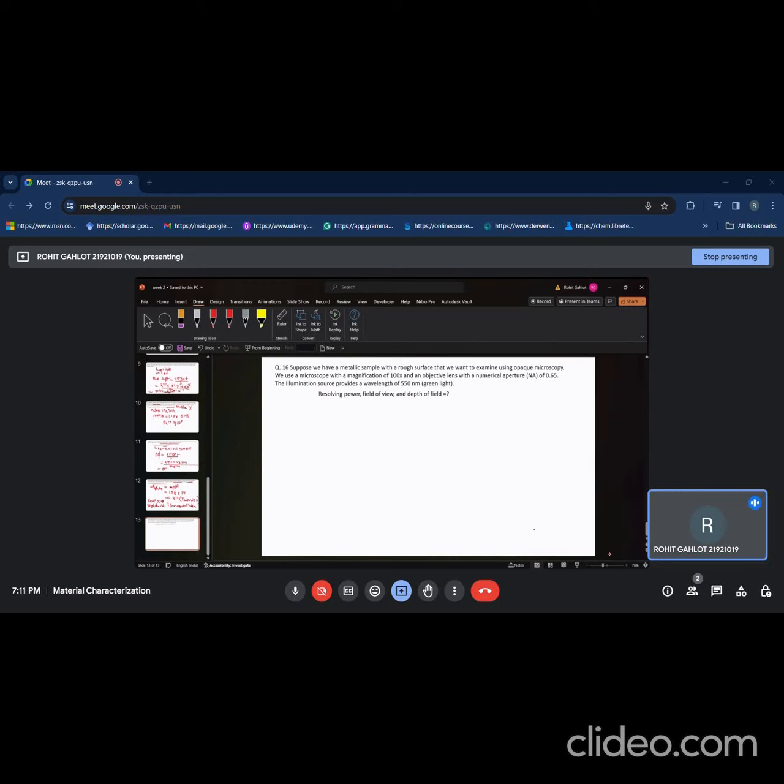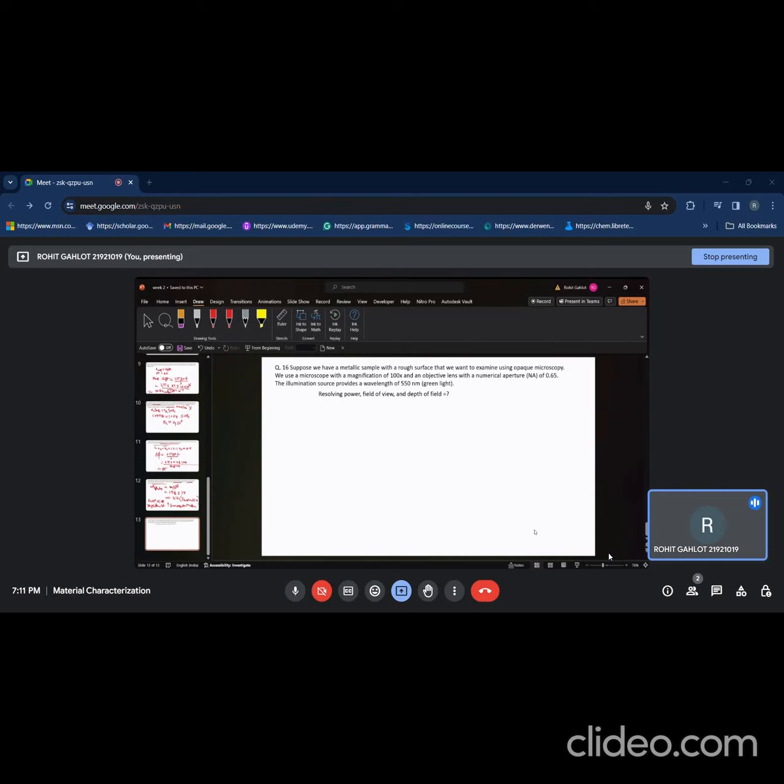Now if we move to question number 16, suppose we have a metallic sample with a rough surface that we want to examine using opaque microscopy. We want a microscope with a magnification of 100 times and an objective lens with a numerical aperture of 0.65. The illumination source is providing a wavelength of 550 nanometers, and we need to find the resolving power, field of view and depth of field. So firstly, what are these? The field of view and depth of field.